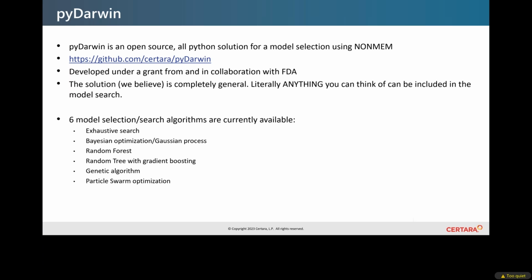We currently have 6 algorithms that can be used for the model search, starting with the exhaustive search, which we'll explain in a minute, is probably not the most practical solution. But you can look at every possible combination of compartments and covariates and residual error models, and everything else. But that isn't usually the solution that you want, because the computational load is enormous, as we'll see. So there are some discrete search algorithms that we've built into this, including Bayesian optimization and random forest with gradient boosting, genetic algorithm, and particle swarm optimization.